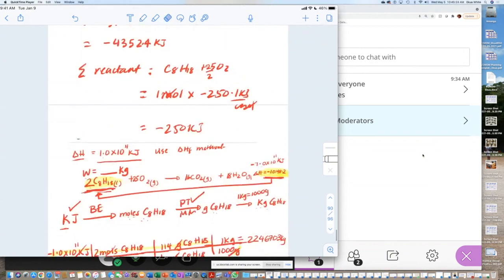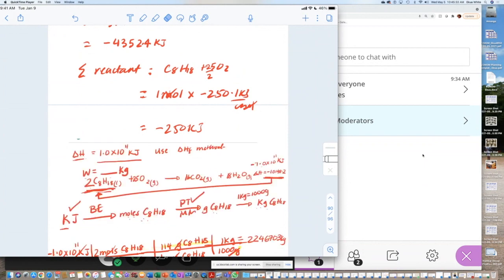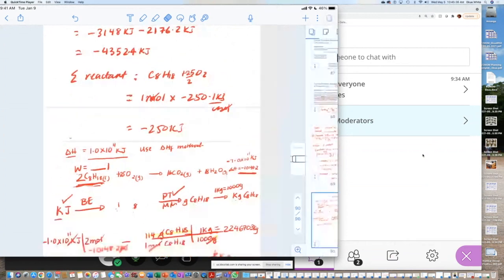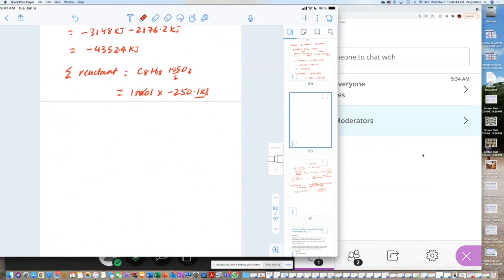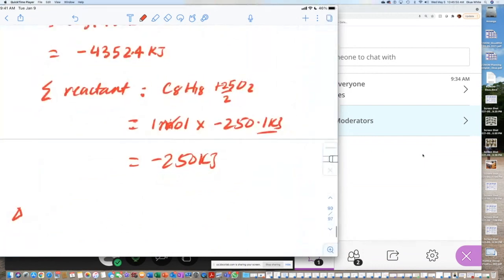Okay, let me erase all of this. Erase, erase, erase. Wow. Am I erasing this at all? Okay, let me add a new page because for some reason I feel like I'm not erasing this. Okay. Equal negative 250 kilojoules. Okay. Now we have our product. So delta H of the reaction then, as we know it, at standard state is going to be equal to sum of products minus sum of reactants.